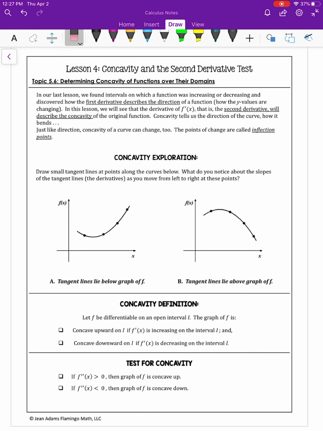Concavity tells us the direction of the curve, how it bends. Just like direction, concavity of a curve can change too. The points of change are called inflection points. So we're going to explore concavity here.